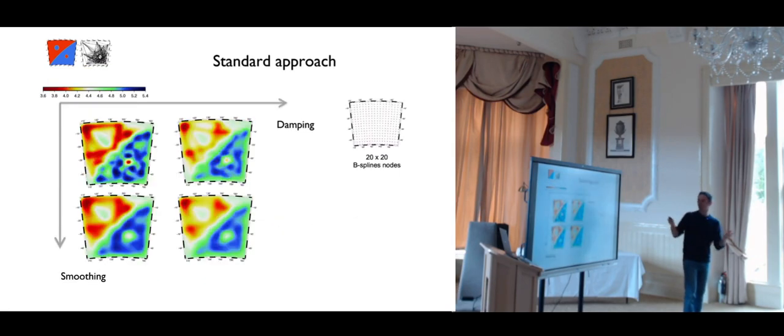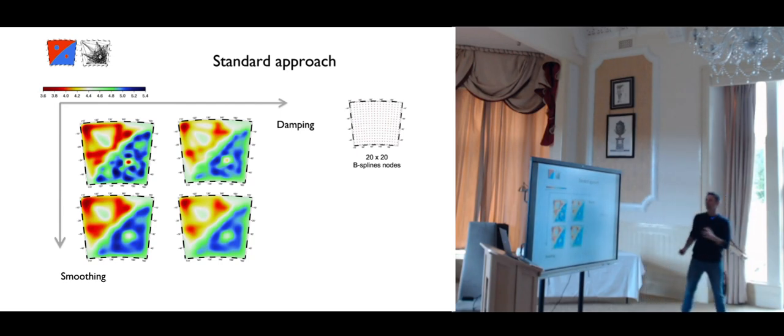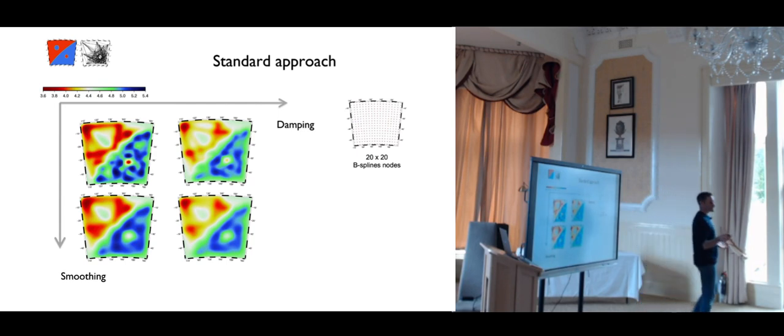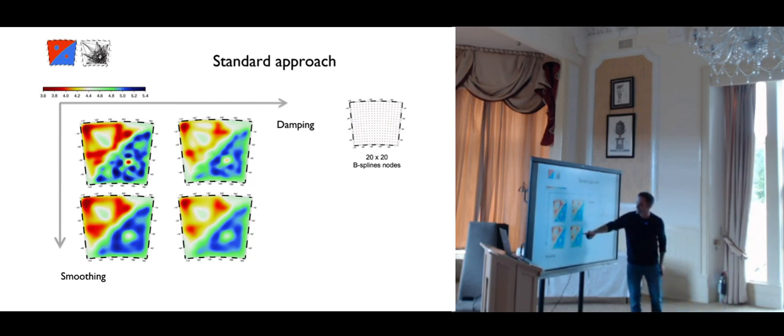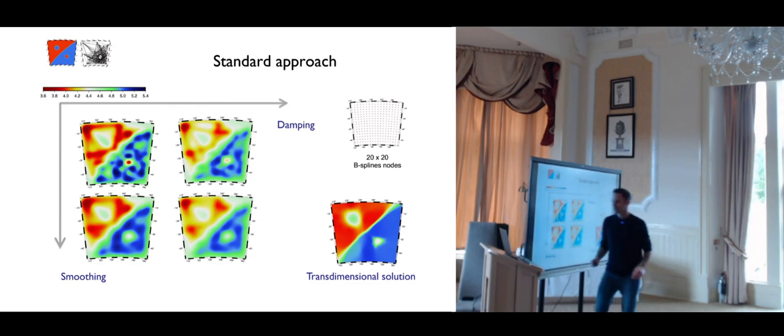And so this is a comparison with the same data set inverted with a more classical method where you have a 20 by 20 grid and where you apply regularization. You have different solutions. On the horizontal axis, you change damping. On the vertical axis, you change smoothing, and depending on the regularization, as expected, we get different solutions. And there is a smoothing, so we don't get the discontinuity that much, and we see the smearing here that we expected. Whereas here with the transdimensional solution, we get something where we can recover the discontinuity better.